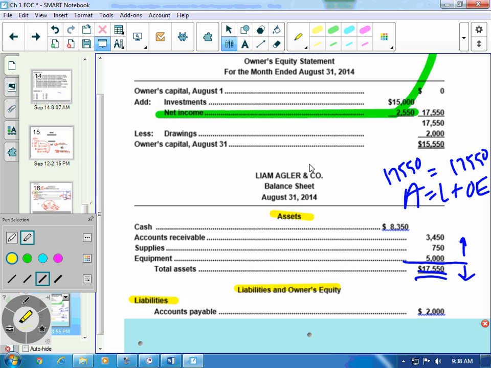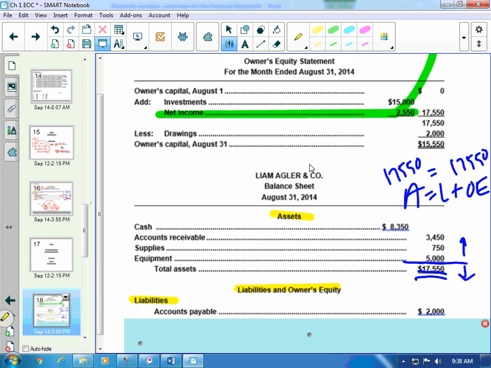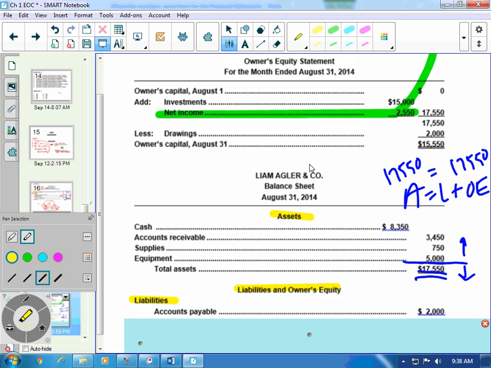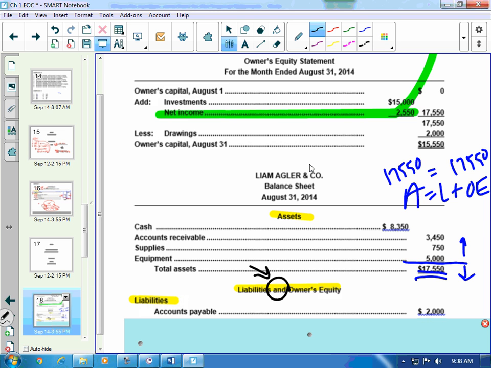Because we already had one centered. But because we're doing 2, do you see where it says liabilities and owner's equity? We have to separate them out in this section. We know that we only have 1 liability and it's accounts payable valued at $2,000. So we might be sitting there with a lot of cash and a lot of assets, but we already have 1 claim against our assets. We owe $2,000 to someone.